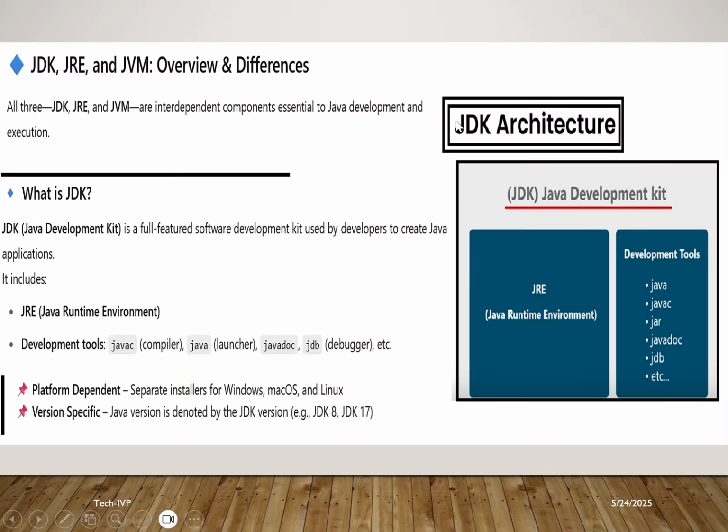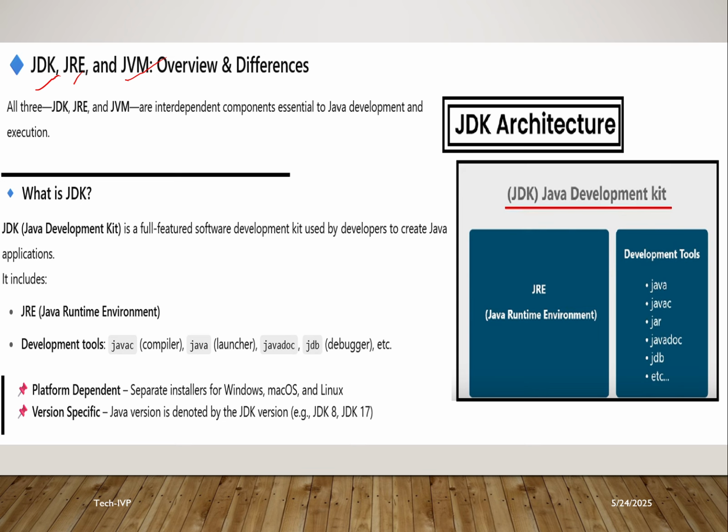So the first one is the overview. If we talk about the overview, JDK, JRE, and JVM, all three are interdependent. In the upcoming slide, we'll see how these are interdependent. But for the time being, keep in mind that all are interdependent components and essential to Java development and execution. Java development means creating the Java program, and then its execution. So all three are required.